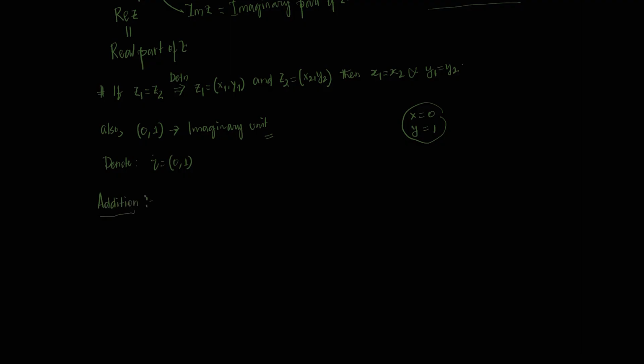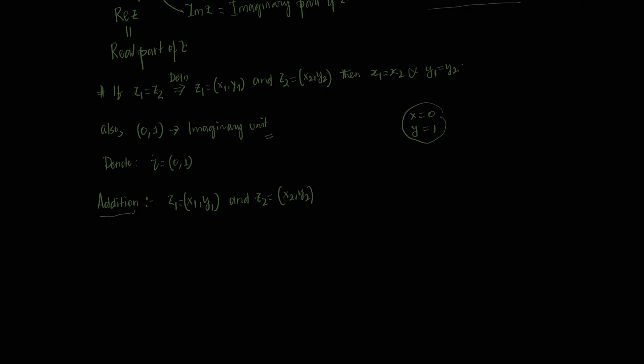Addition. Let's say I'm always going to define this thing: whenever I'm writing Z1, you just assume x1 plus i y1. We are always going to assume this. Sorry, let me write it this way, it will be better: the two-tuple x1 y1 is Z1, and Z2 is x2 y2. Clear? This is how we are defining it.